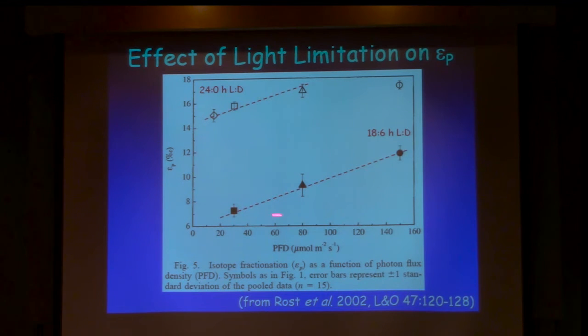Now, one explanation is that as you diminish light, you change the ability of the cell to actively transport inorganic carbon into the cell. So you're changing the flux in, flux out. There's less flux in, there's lower fractionation, because you're changing the CO2 concentration in the cell.